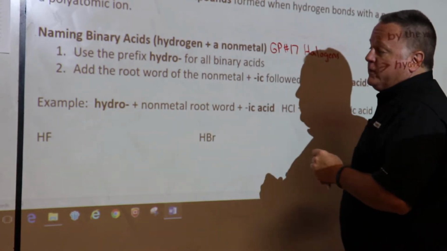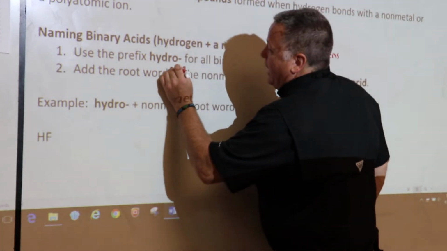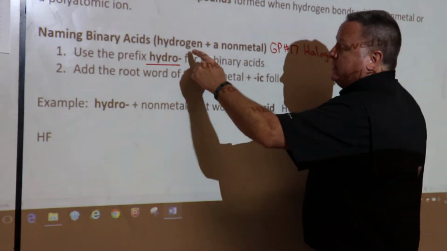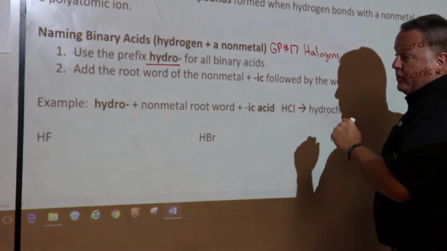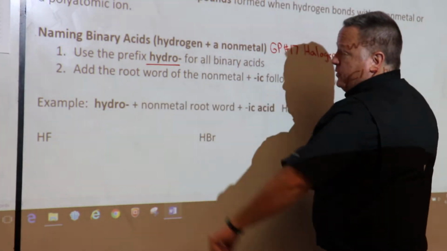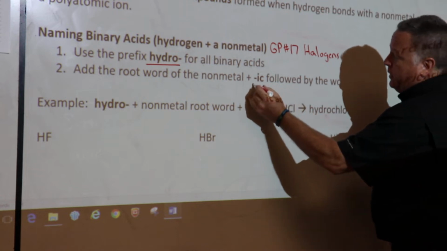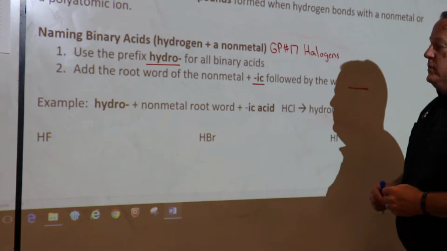And if it's a binary acid, it's always going to start with the prefix hydro. So that's going to help you to recognize that, hey, we're talking about an acid that's made up of hydrogen and only one other type of element. So we're going to start it with the prefix hydro. Step 2, we're going to add the root of the word of the nonmetal, and then we're going to follow it with two letters, IC, and then we're going to follow it with the word acid. It's a real easy system.